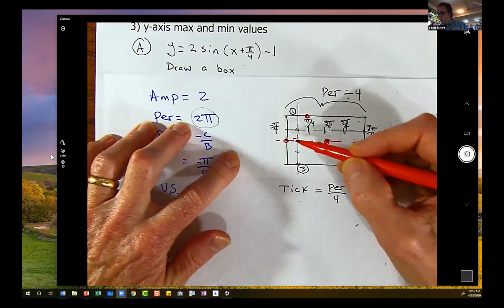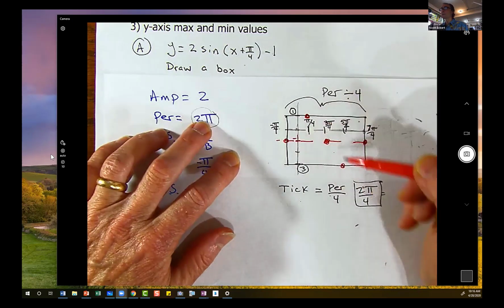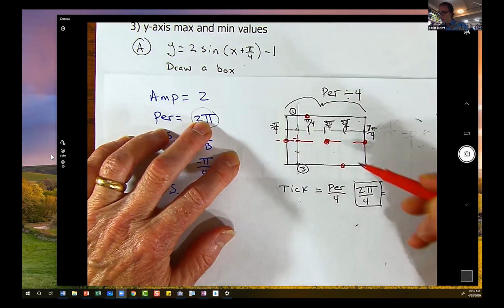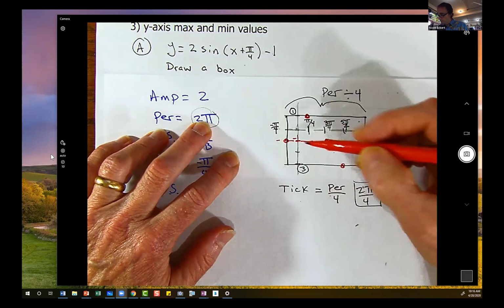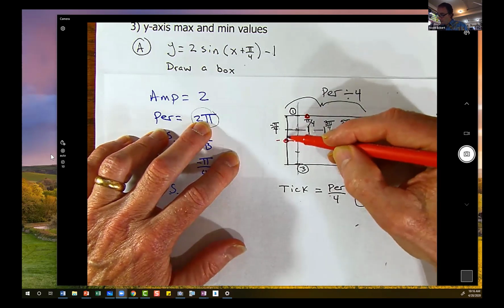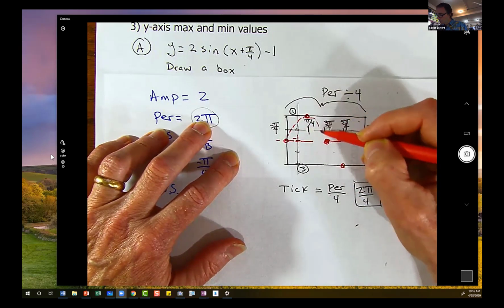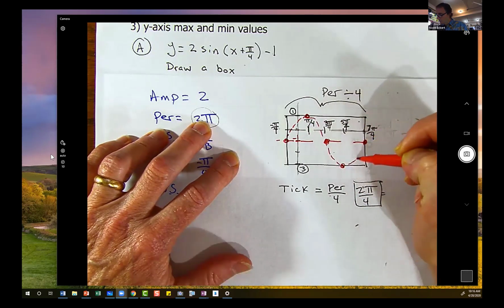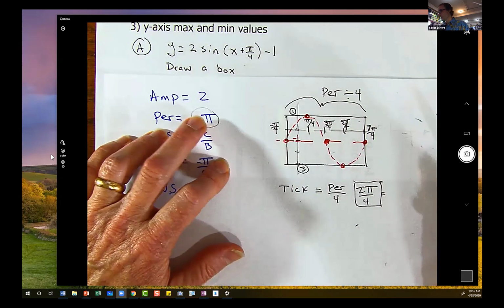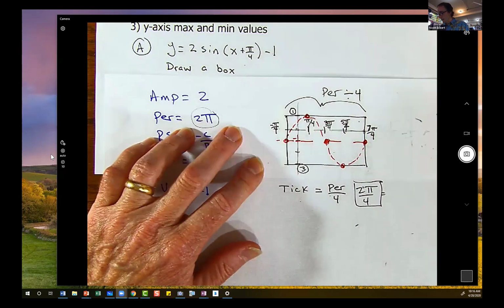And I'm going to do the sine wave with a dotted line because I really don't want the sine wave. I want the cosecant ultimately. Okay, so I want you to get that in your box.